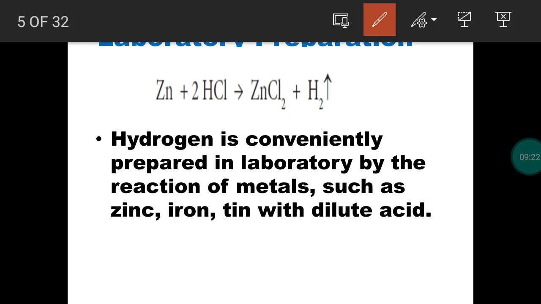Then laboratory preparation. Like the electrolysis process, we have one more preparation method. On a small scale in the laboratory, we can prepare hydrogen gas using this method. For that, we need a metal like copper or zinc and so on. If any acid is added to the metal, it liberates hydrogen gas with the formation of a salt. Hydrogen chloride is added to zinc. It forms the salt zinc chloride with the liberation of hydrogen gas.